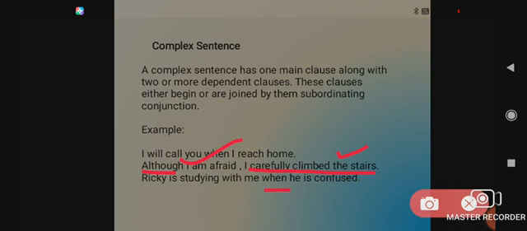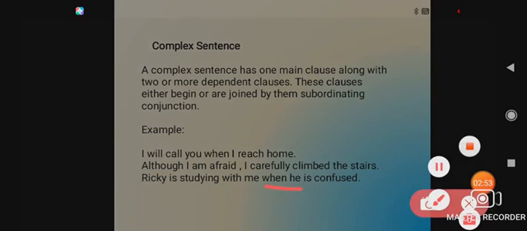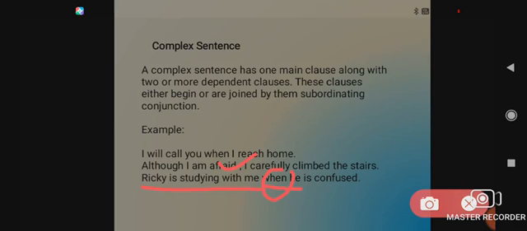Ricky is studying with me when he is confused. So when he is confused cannot stand alone. Ricky is studying with me can, and it is joined by the conjunction when. So Ricky is studying with me is complete. So we are joining an independent clause with one or more dependent clauses with the help of conjunctions. Which conjunctions? Subordinating conjunctions in the complex sentences.